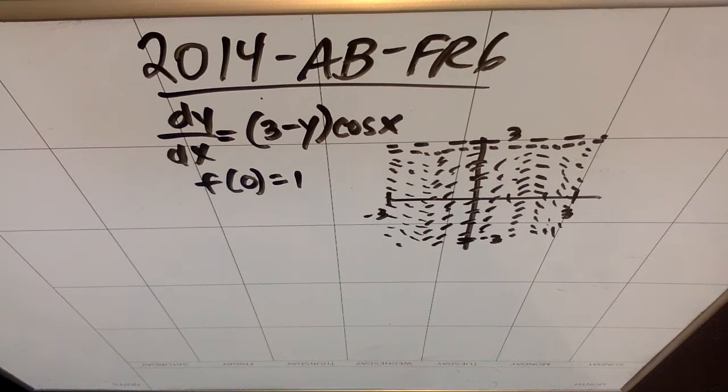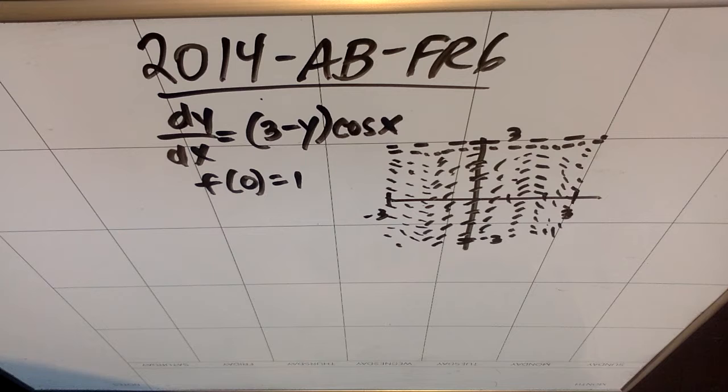AP review. This is 2014 AB FR6. Consider the differential equation dy/dx equals the quantity 3 minus y times the cosine of x. Let y equals f of x be the particular solution to this differential equation with the initial condition f of 0 equals 1. The function f is defined for all real numbers.